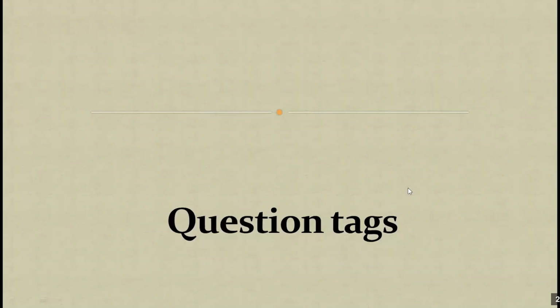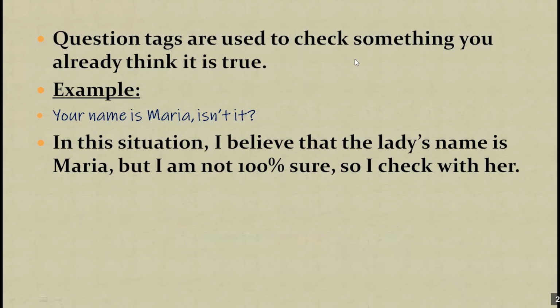Let's watch. Question tags are used to check something that you already think is true. Like when you're talking to someone and you say, your name is Maria, isn't it? So you believe that this person's name is Maria, but you're not 100% sure. So you make a question tag to check your understanding. You say, isn't it? You're asking for confirmation here.